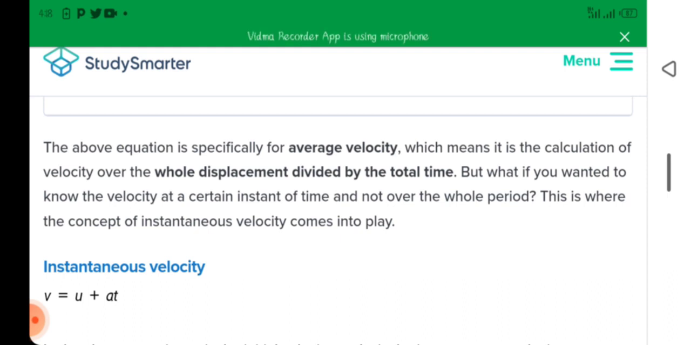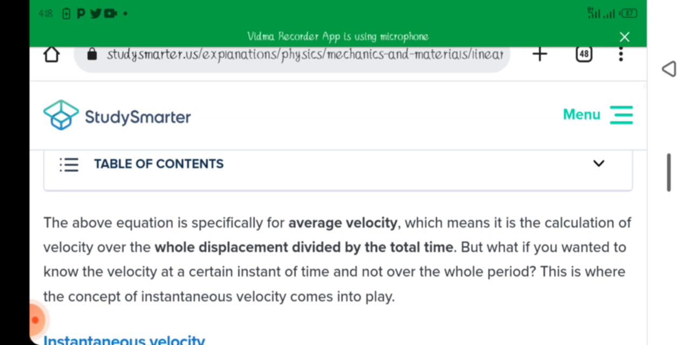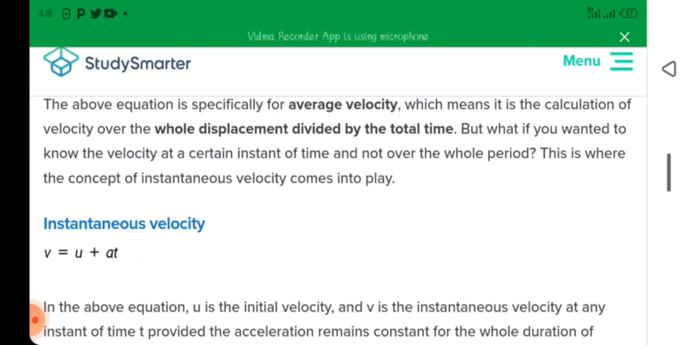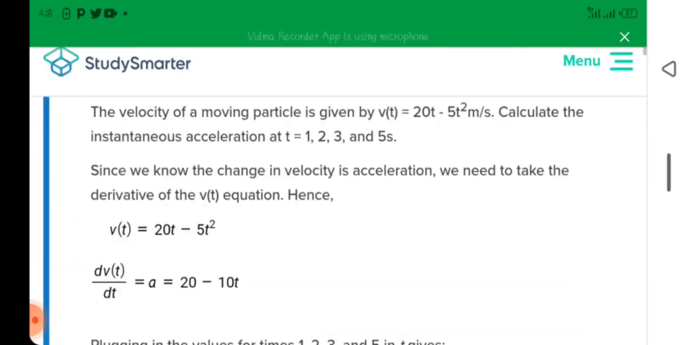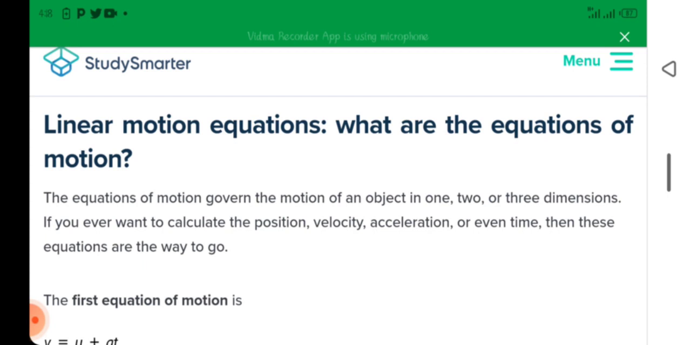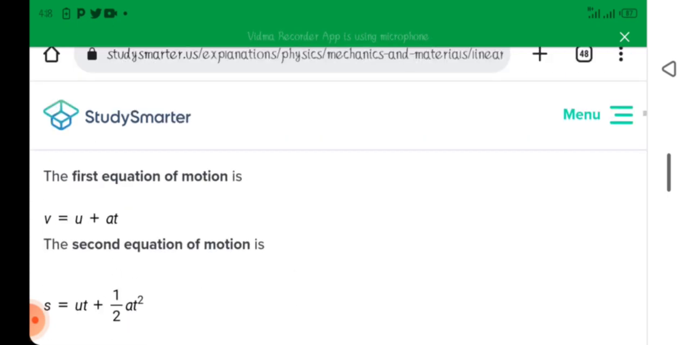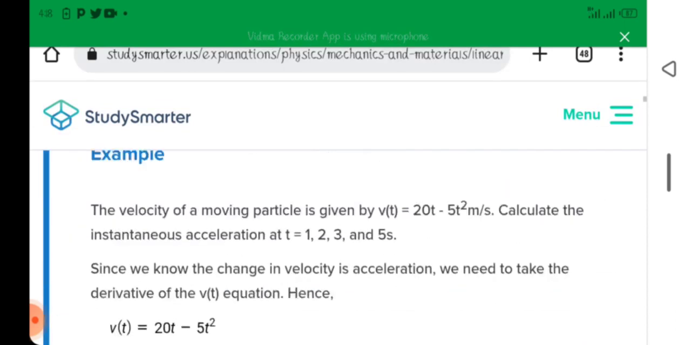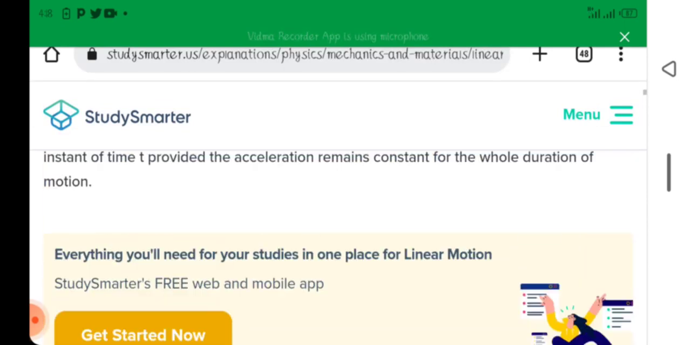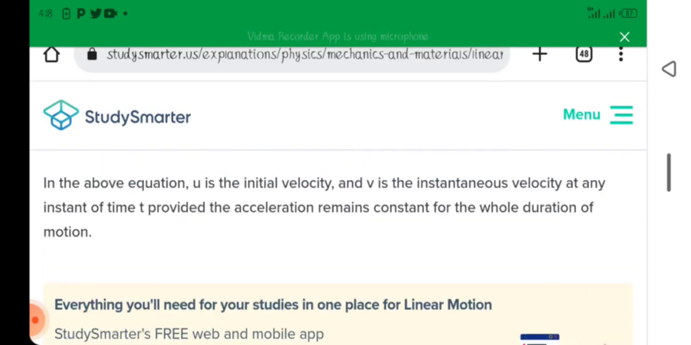Now to start with linear motion, there are some terms you need to understand. Going through this, you will see terms like velocity, displacement, time, instantaneous velocity, equation of motion, and SVAT. So let's first define all those terms one by one. We start with distance.